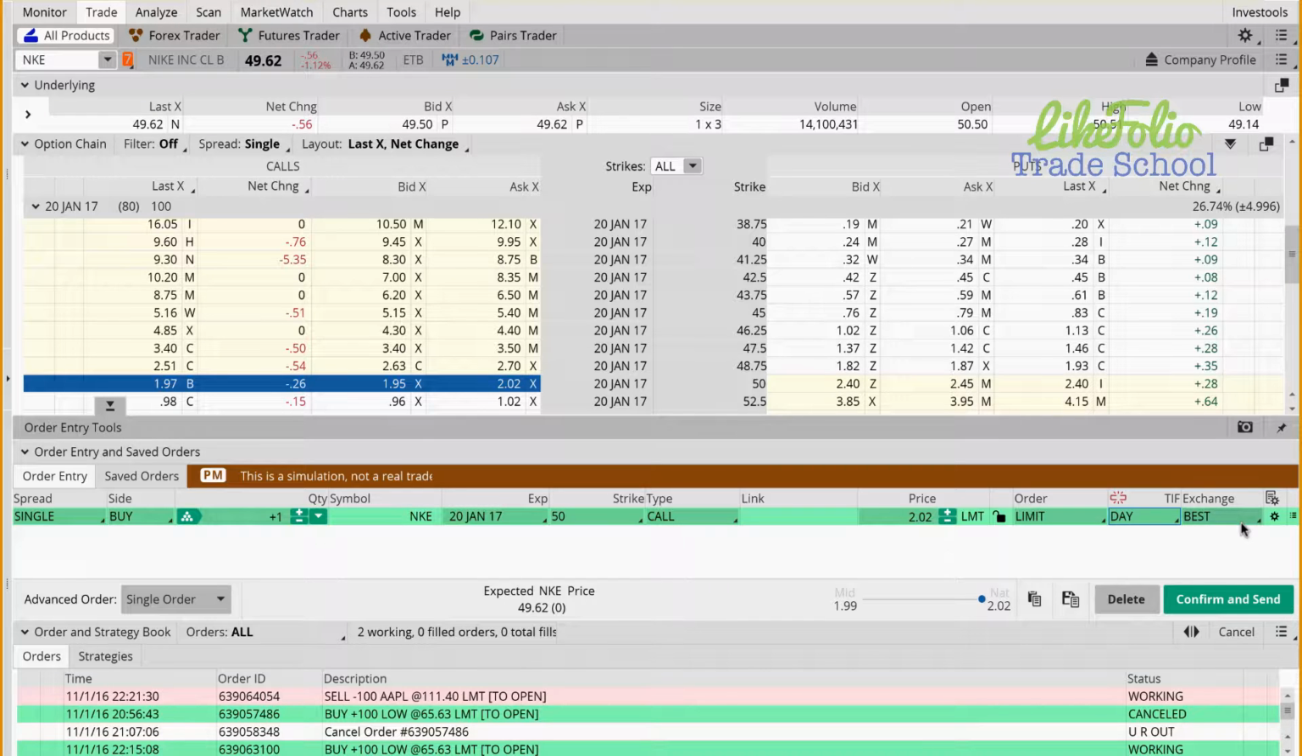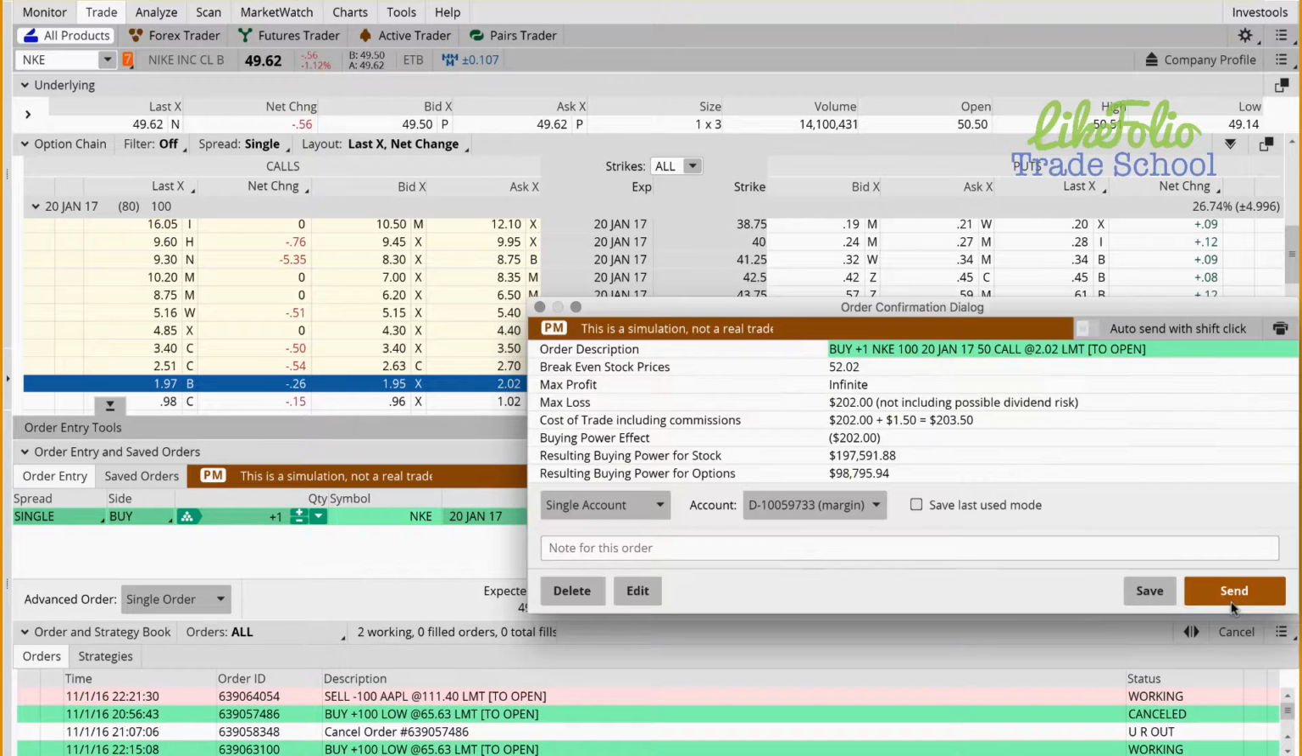Next, we can hit confirm and send, and it's going to bring up our order confirmation dialog, and it's just going to reiterate everything. It's going to tell you the break even for the stock price is 52.02, so the stock has to move up to 52.02 by expiration in order for us to even break even. So it has to go above 52.02 by expiration in order for us to make money.